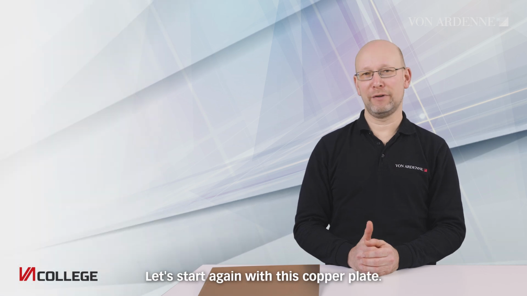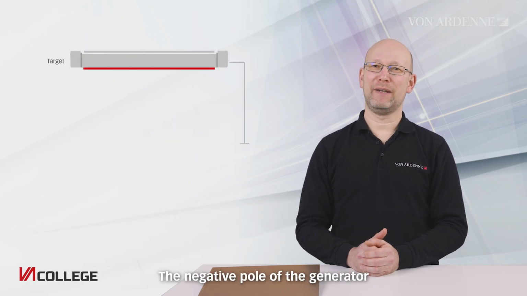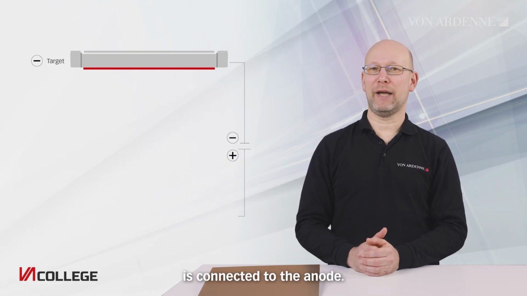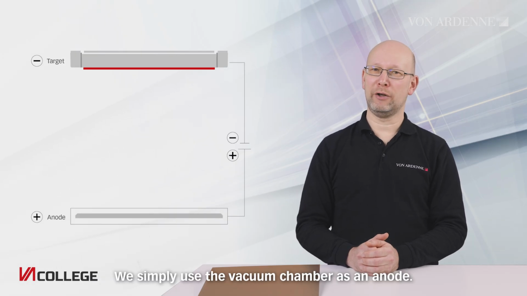Let's start again with this copper plate. We refer to it as a target. As I just showed, we connect the target to the generator. Specifically, the negative pole of the generator is connected to the target. The other, positive pole is connected to the anode. We simply use the vacuum chamber as an anode.